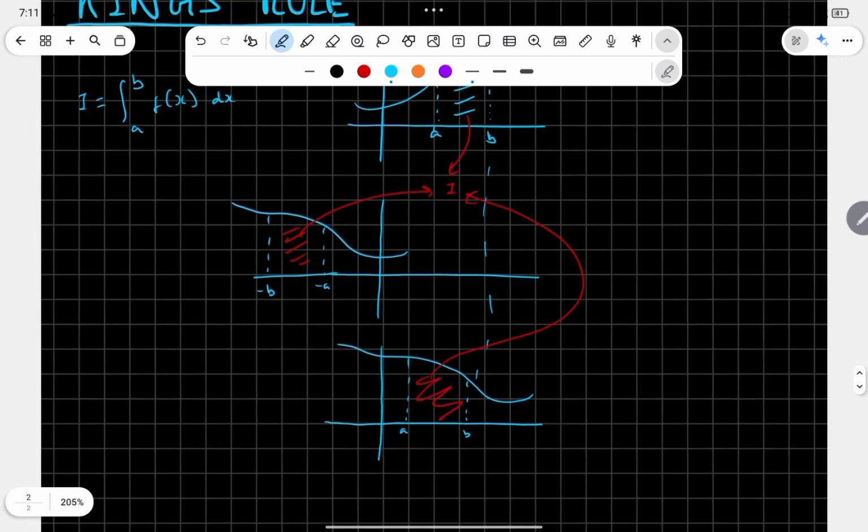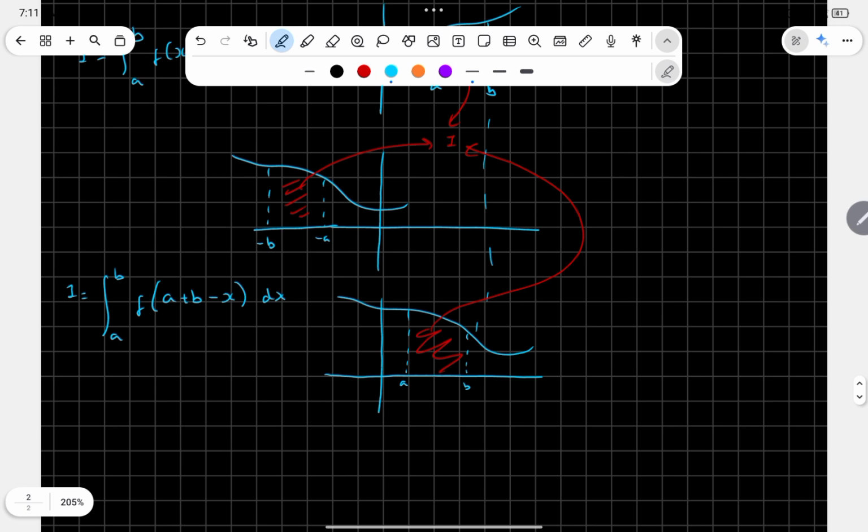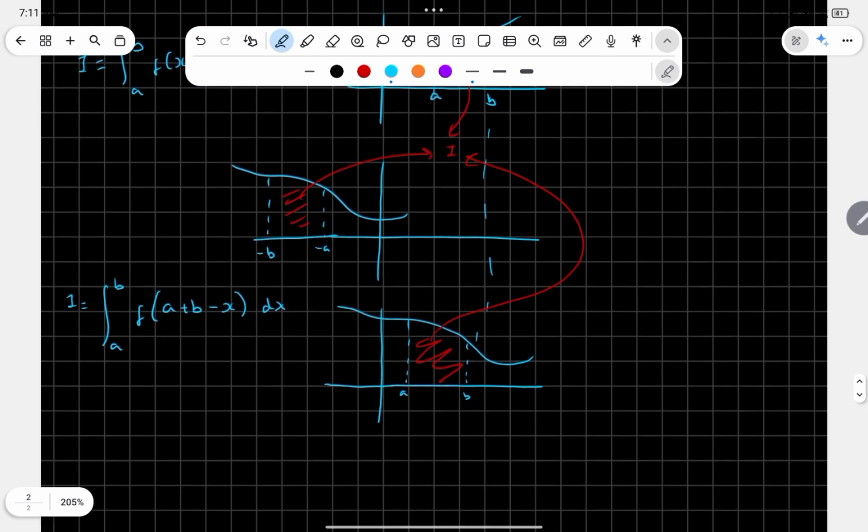So, this means I can rewrite I as I is equal to the integral from a to b, this time of f of a plus b minus x dx. How did I get this? I reflected it and I shifted it across by a plus b. So the function now becomes f of a plus b minus x dx. Right. And I know that these two integrals are equal.